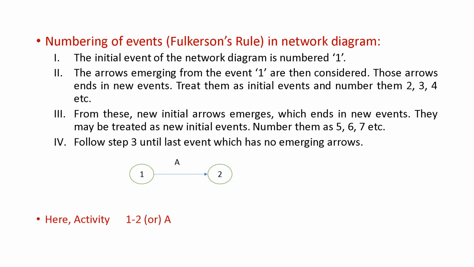So let's see how to number the events. The numbering of events follows Fulkerson's rule, and always for the starting node we give the number 1, and for the next nodes we give 2, 3, 4, 5, 6, 7, whatever it may be. The first node is always numbered 1, and the rest will be 2, 3, 4, etc. Here 1 is the source node and 2 is the destination node. From the source to the destination is the activity. So the activity is A, or we can write 1 to 2.